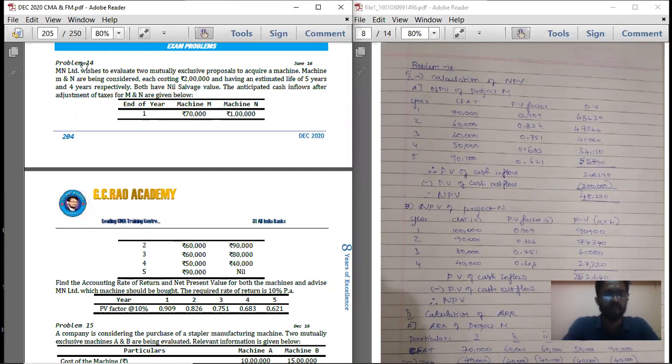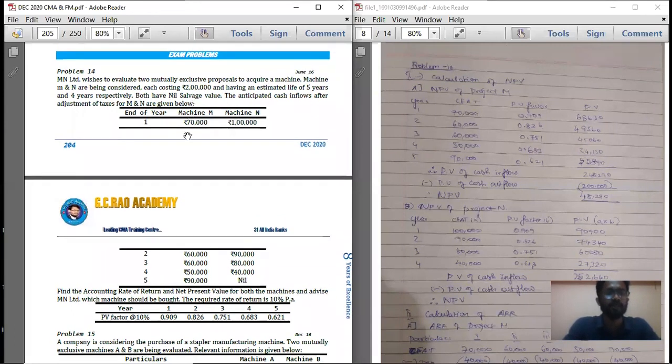Here they are given CFAT. We know we can find depreciation by dividing the total cost by the number of years. So if you deduct that depreciation, you will get PAT. The average of that, average PAT divided by investment 2 lakhs into 100. If we do that, we'll get the ARR for both the projects.